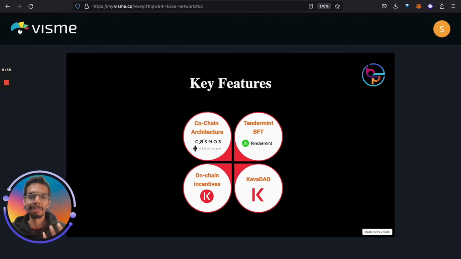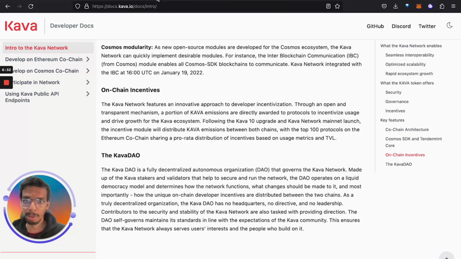So it gives you the benefits of both. Coming to the second feature, it uses the Tendermint BFT or the Tendermint consensus engine to do the consensus part of the chain. So it's a native consensus engine to the Cosmos ecosystem. That's what Kava uses for consensus. The two more key features which are very unique to Kava are the on-chain incentives and Kava DAO. So let's get to know about that.